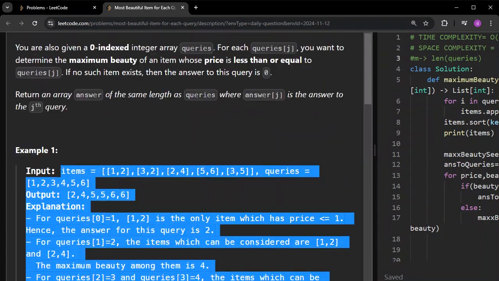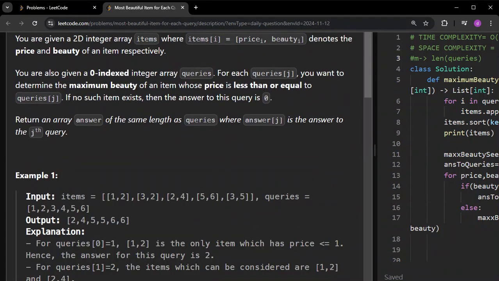Okay, one more thing that I want you to remember is that if no such item exists, that is, let's say I am given a price under which there are no items, so I cannot purchase any item for that particular price, that means the answer to that should be 0.